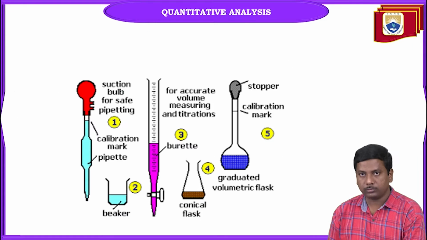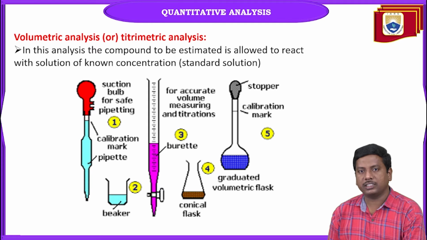This volumetric analysis is also called titrometric analysis. Why? Because previously, gravimetric analysis is mainly based on the mass of the substance. That means the physical state of the substance is solid, whereas in a volumetric analysis the physical state of the substance is liquid. So that's why this is called volumetric analysis.